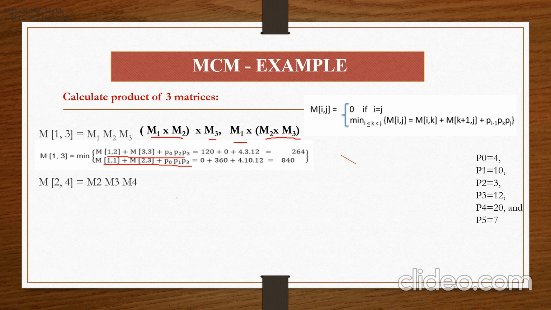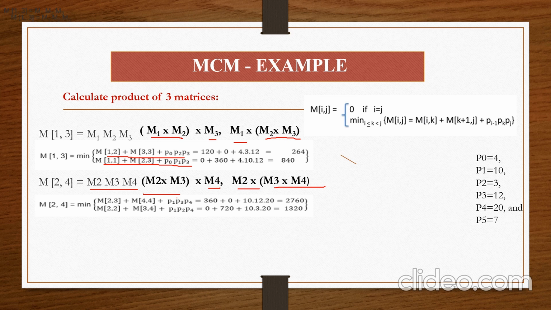Now m[2,4]. This time we will be concentrating on M2, M3, M4. Here also there are two possibilities of multiplication: either this first followed by this, or this first followed by this. So apply the same formula. Now i will be 2 and j will be 4, so k will take the values 2 and 3. If k is 2, this is the formula, and if k is 3, this is the formula. Applying the previously calculated values, we will get 2760 and 1320.